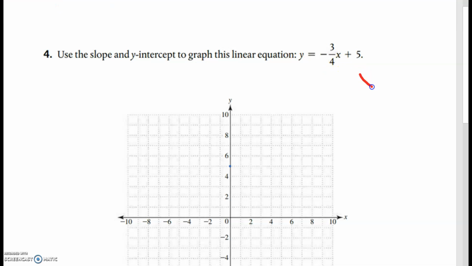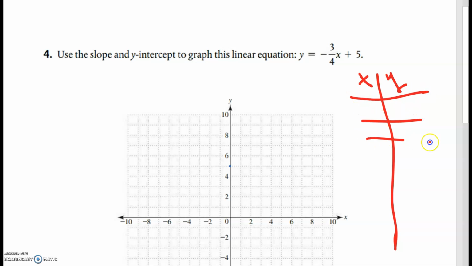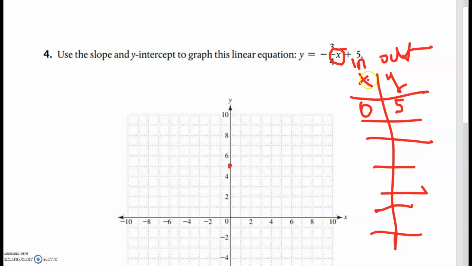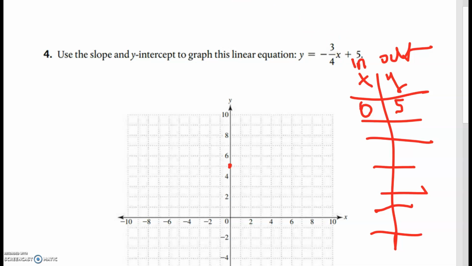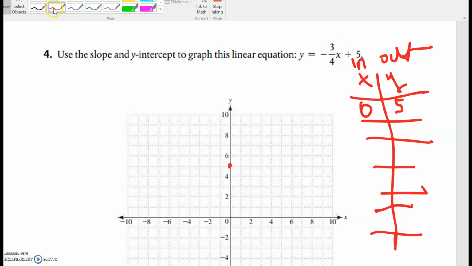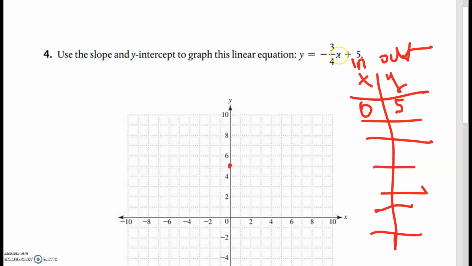If you hate graphing that way, another way is to always make your input-output chart, because you have some control over the in and out. You could pick any number you want, but 0 is always a good choice. When you sub in 0, you get 5. That's your y-intercept, which is where it was before, which is good. Now you could pick 1, 2, 3, 4, 5, 6. You could pick 2/3 for your input. But if you have a fraction there, and you just pick random numbers, you are going to maybe not get the best output.